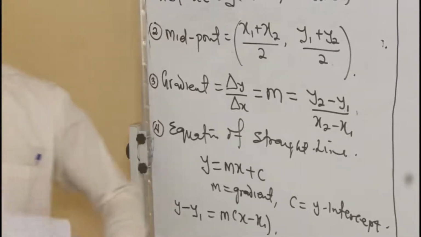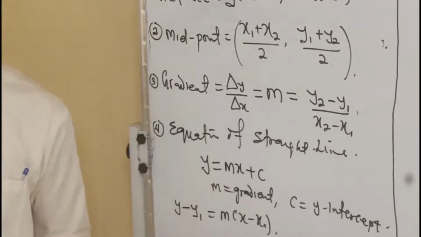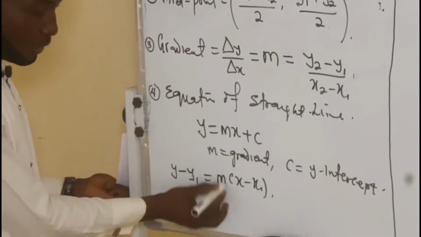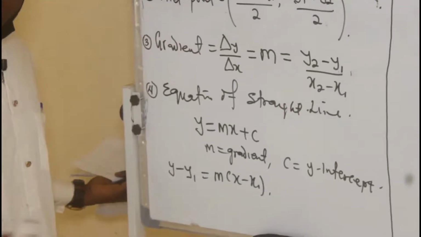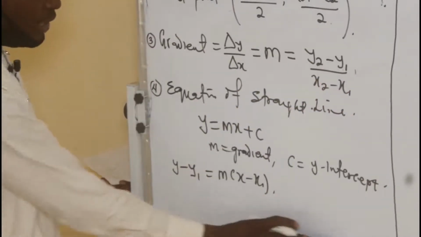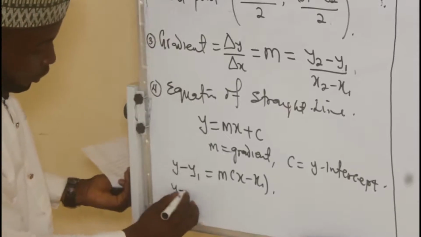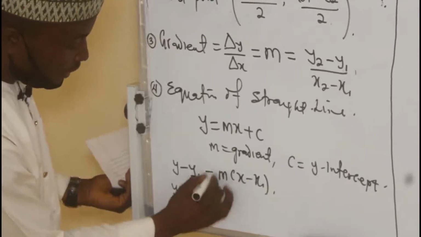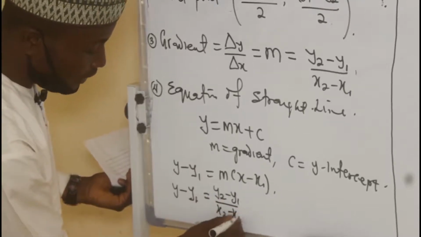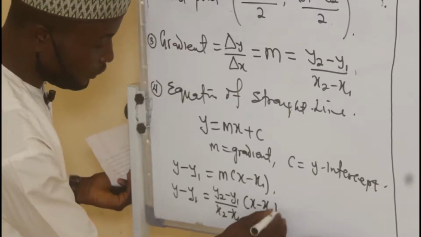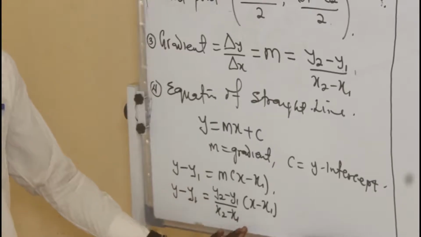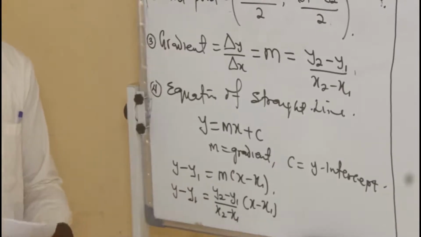Then how do you find the equation of a straight line if 2 points are given? Instead of this m that we put here, we know the formula of calculating m. What is the formula of calculating m, class? Gradient: y2 minus y1 over x2 minus x1. Just substitute it back here. That means it can be written as: y minus y1 is equal to, what is m? y2 minus y1 over x2 minus x1, into x minus x1. So if 2 points are given and you are asked to calculate the equation of a straight line, this is the formula that you are going to use.